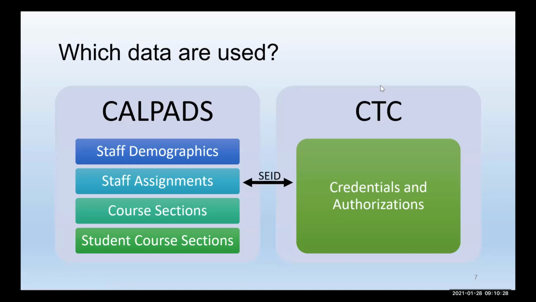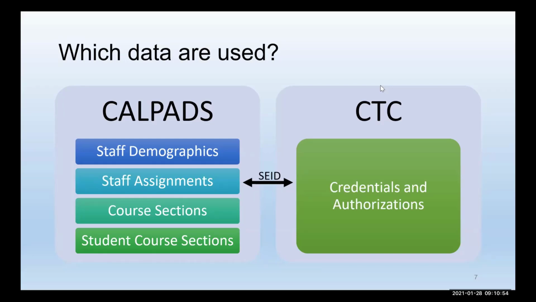Okay, so moving on to which data are used from CALPADS for purposes of assignment monitoring. We'll go into this in a little bit more detail, but in general, we have 4 files that are collected during our Fall 2 submission: staff demographics, staff assignments, course sections, and student course sections. Those files, after Fall 2 is certified, are sent over to the Commission on Teacher Credentialing.